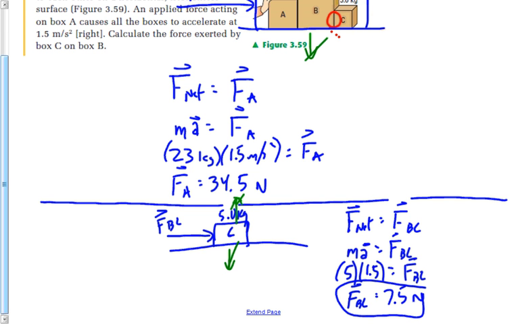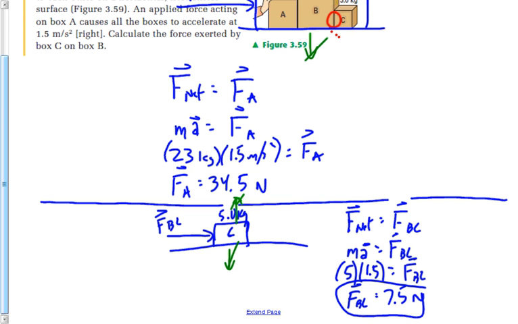Okay, honestly, guys, when I started this question, I didn't know I wasn't going to use that 34.5. It occurred to me about halfway through that, oh, wait, I didn't need to do that.